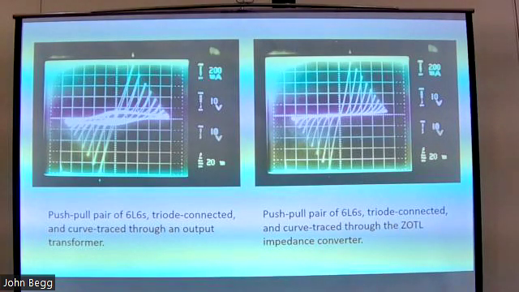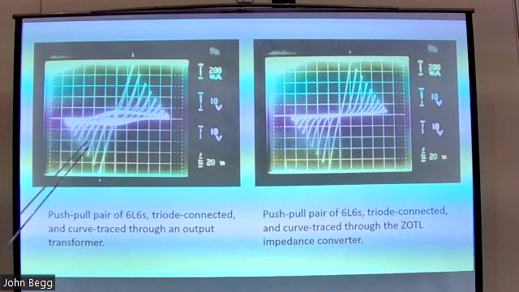So this is kind of where the zero hysteresis comes in. This is a push-pull 6L6 triode connected and curve traced through an output transformer. I've always been known for using curve tracers in weird ways, and this is a case in point. The curve tracer that I have is made for testing transistors, but what's to say you can't curve trace a transformer or a device for a transformer? So that's what I did here.